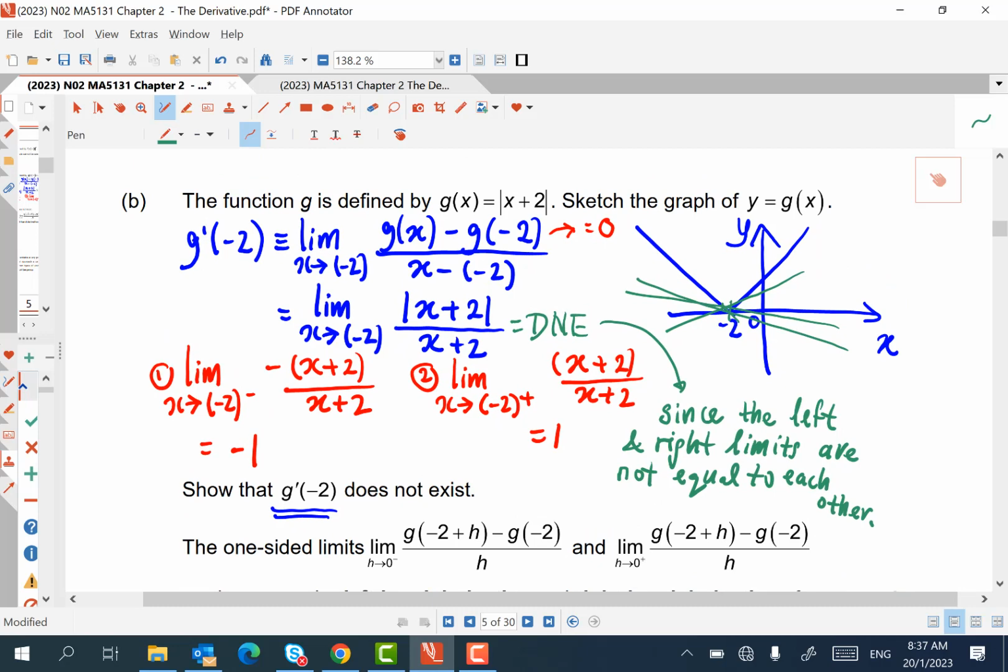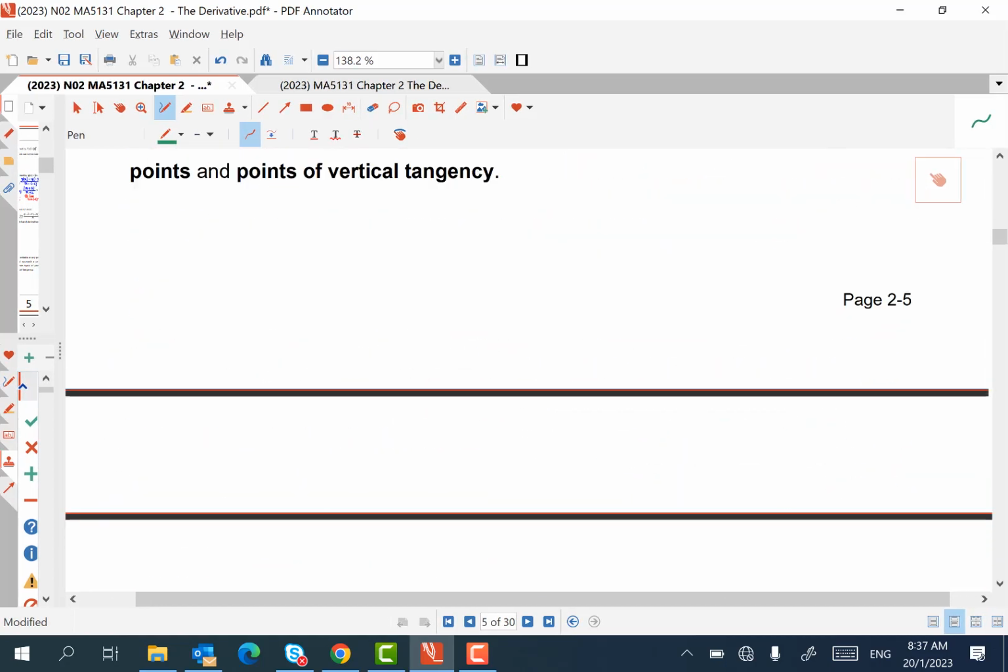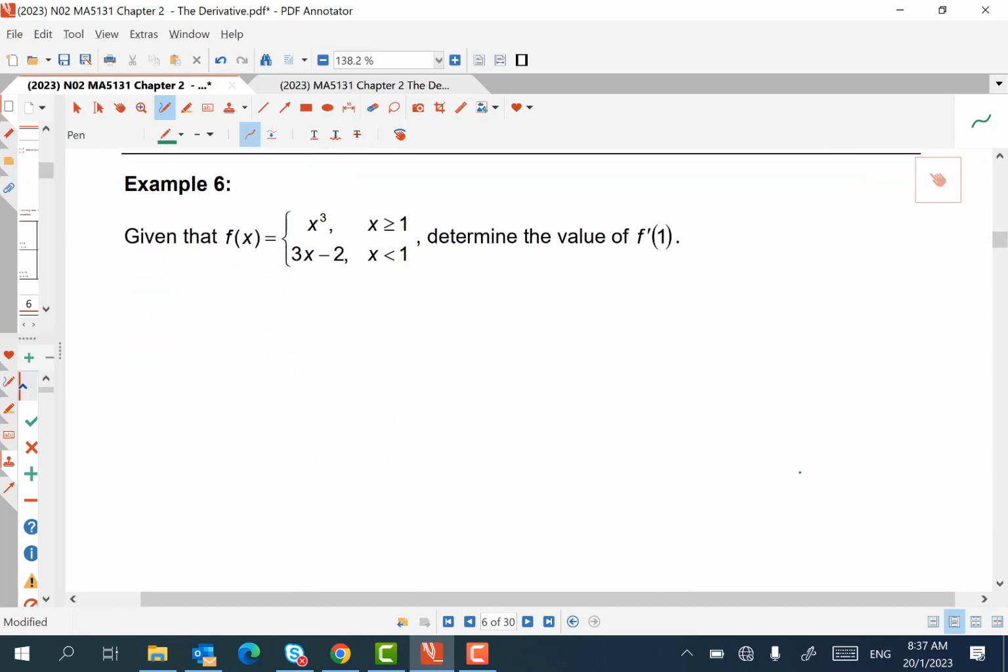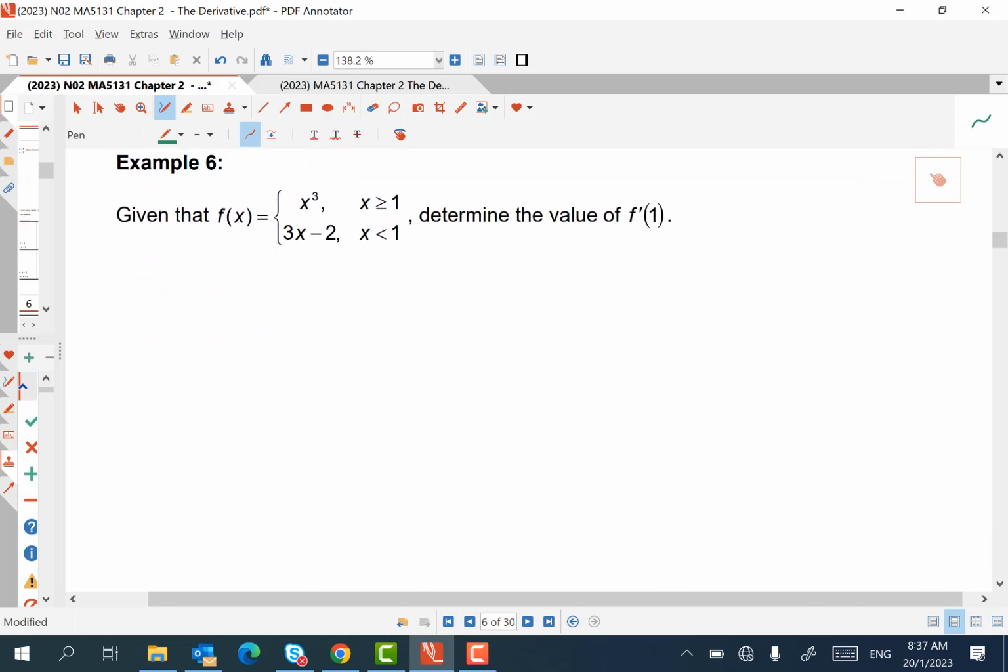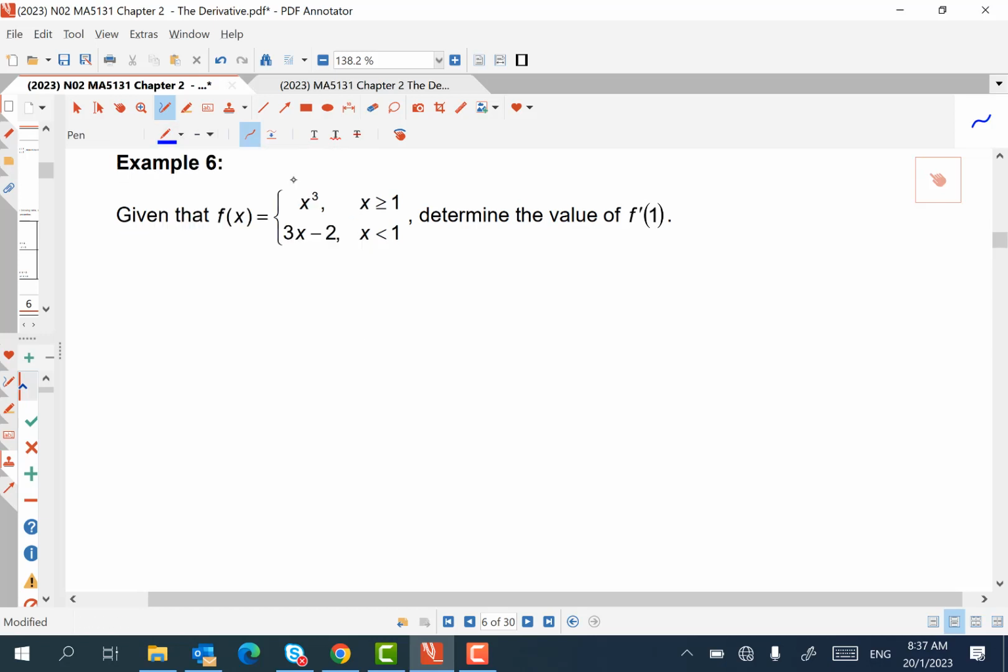Any questions? Anyone? Okay. Right, let's press on to example 6. Why don't you try example 6 now? I'm going to slow down a bit so that you can do it hands-on.